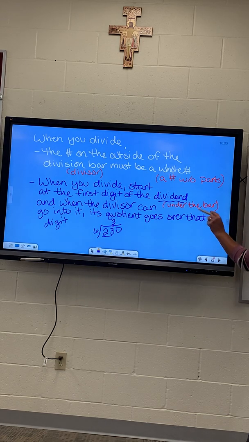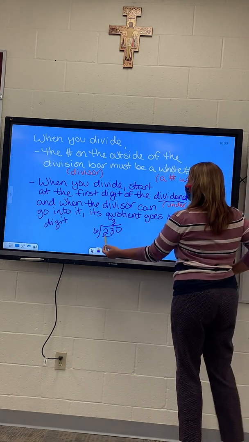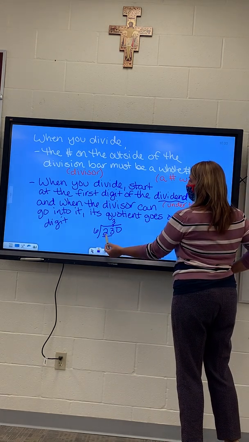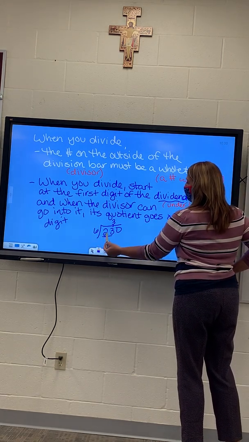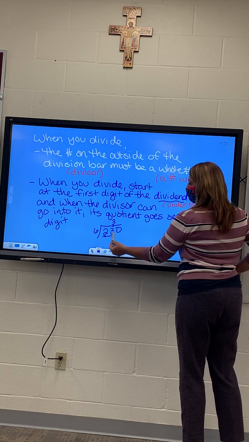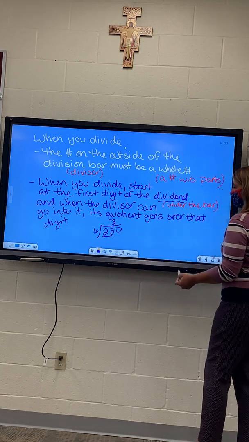Okay, so we're starting there. So when you divide, start at the first digit underneath. When that number can finally go into those collective digits, the answer goes above that last digit.